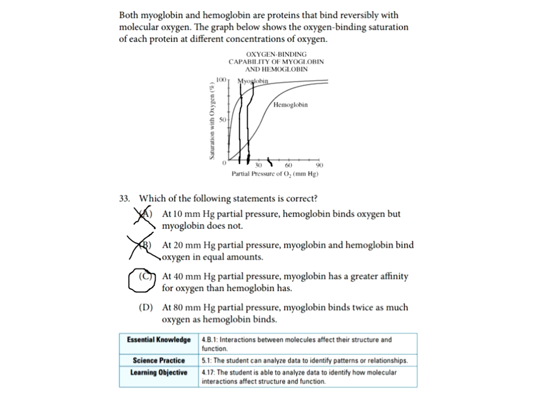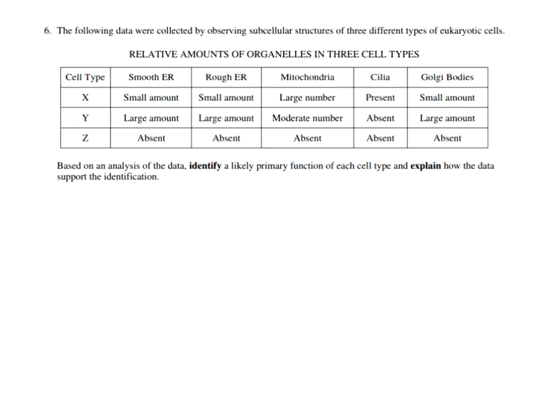So at 40, which is right here, myoglobin has a greater affinity for oxygen than the hemoglobin does. And if we draw that up, we can see that there is a greater affinity for the myoglobin at that point. D is not correct either. It says at 80 millimeters, which is over here, myoglobin binds twice as much oxygen as hemoglobin, and that's obviously not correct because they're almost at the same levels at this point. All right, excellent job.